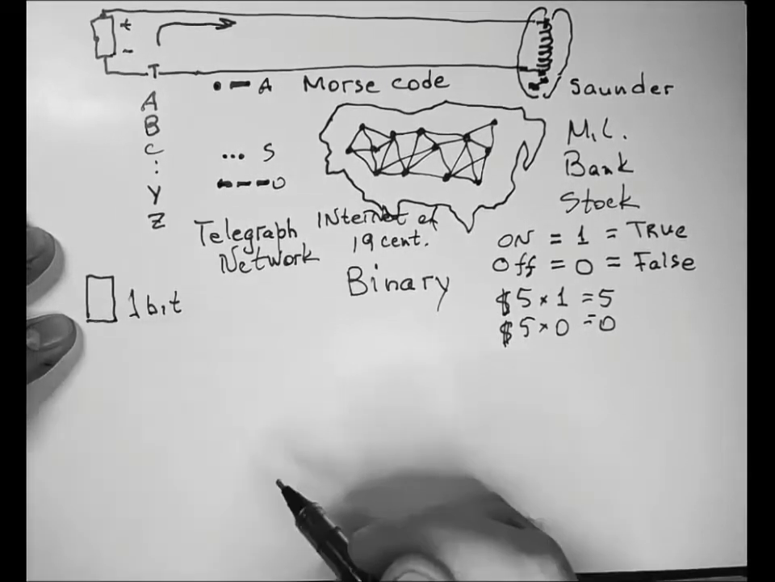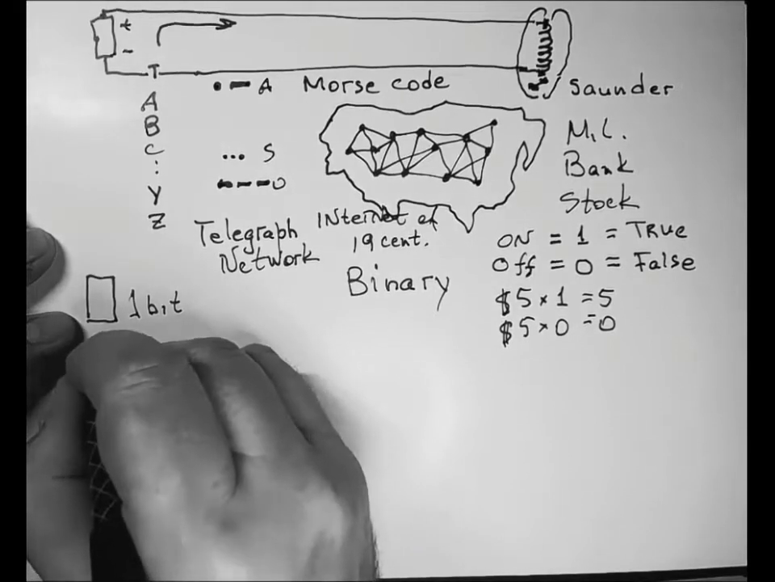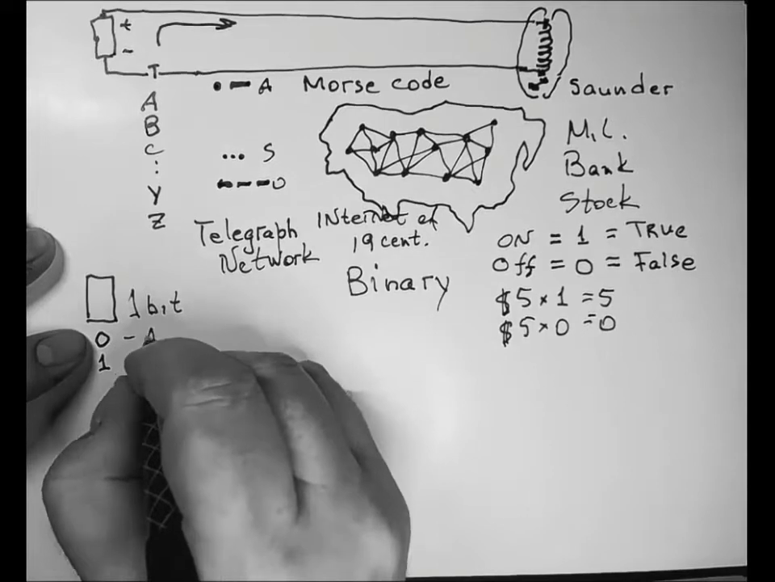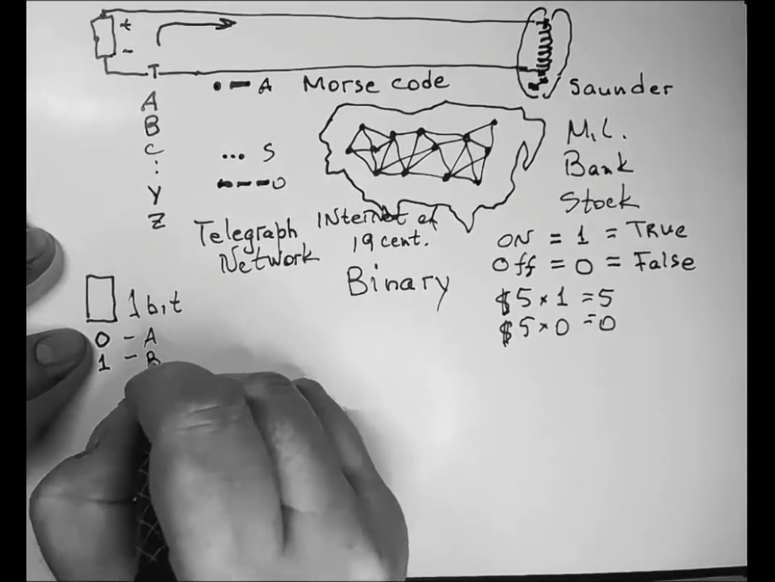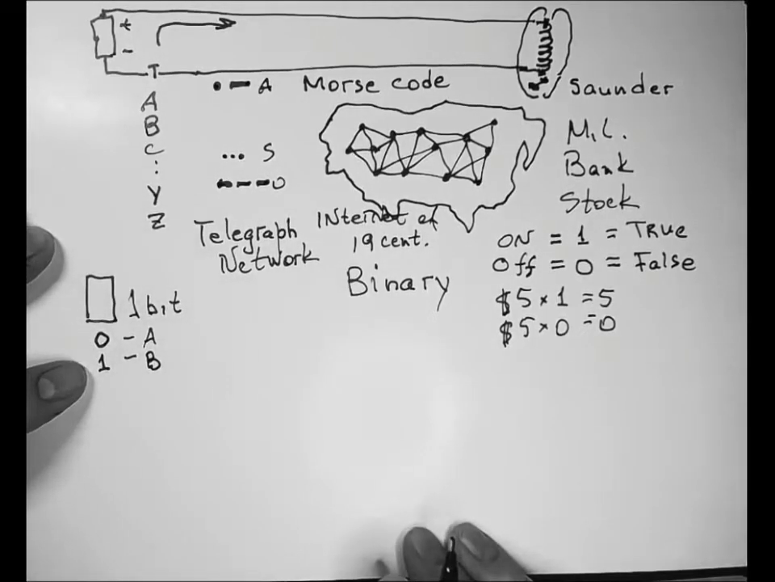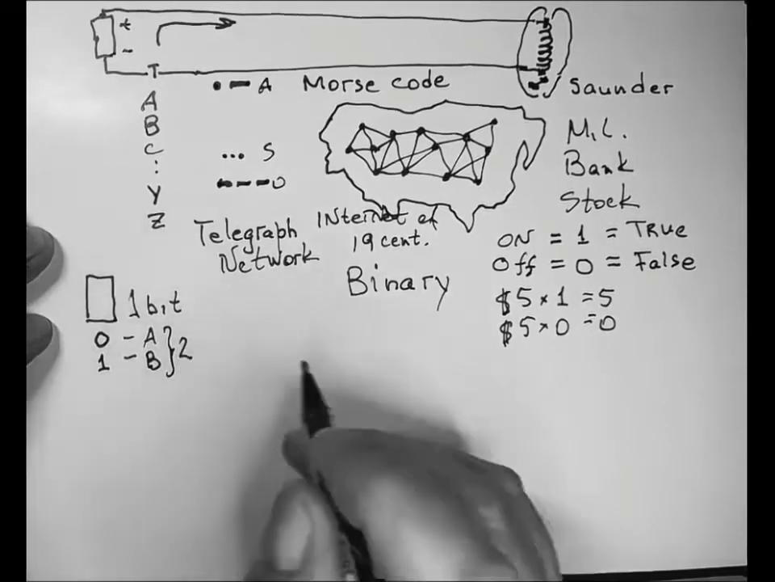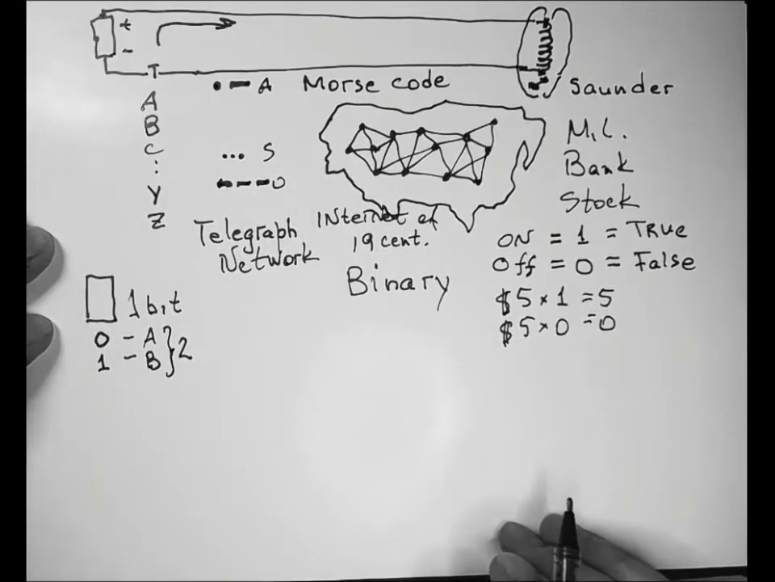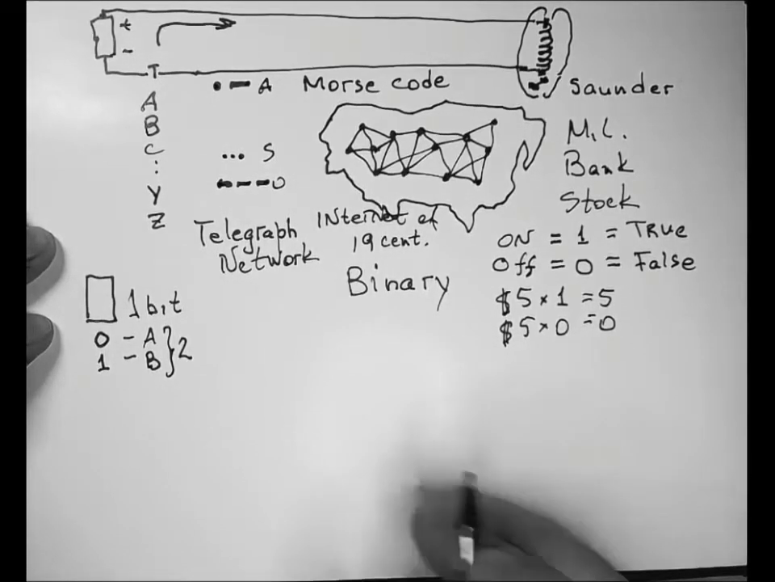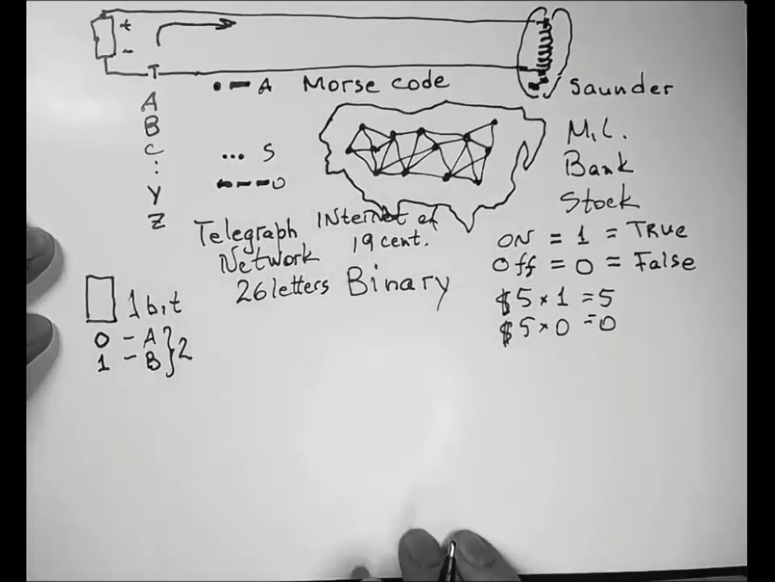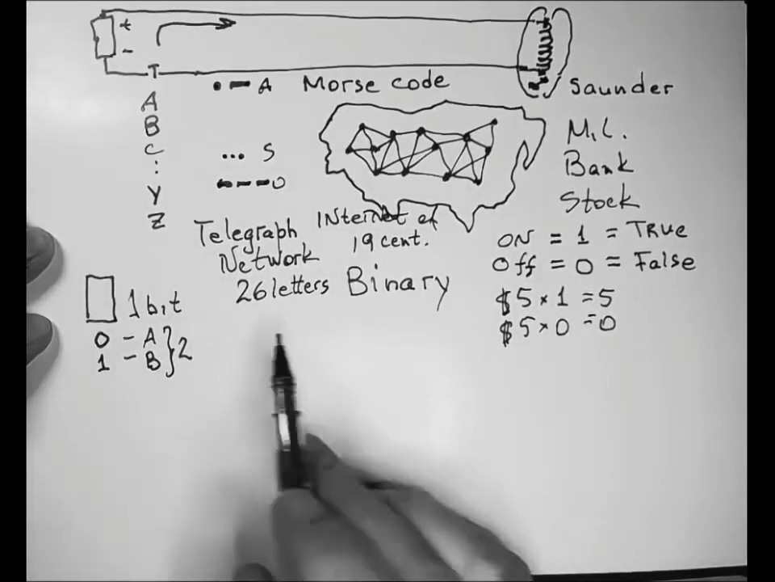So 1 bit allows me to see either 0 or 1. I can use 0 for A and 1 for B, and no more alphabetical characters could be involved in the coding. So for 1 bit I have only 2 variations, but I need a minimum of 26 variations, because there are 26 letters in my alphabet. So let's see what happens.